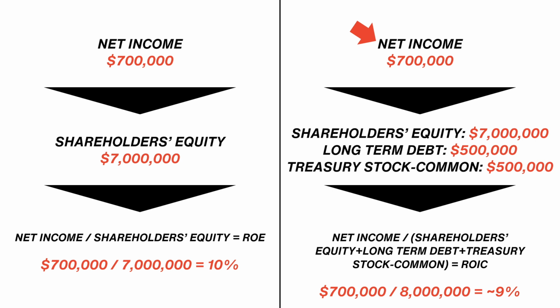Let's assume that Tom's Toy Factory did not pay any dividends in 2023. With a net income of $700,000, shareholders' equity of $7 million, long-term debt of $500,000, and positive treasury stock of $500,000, the return on invested capital will be around 9%. It is 1 percentage point lower than its return on equity.